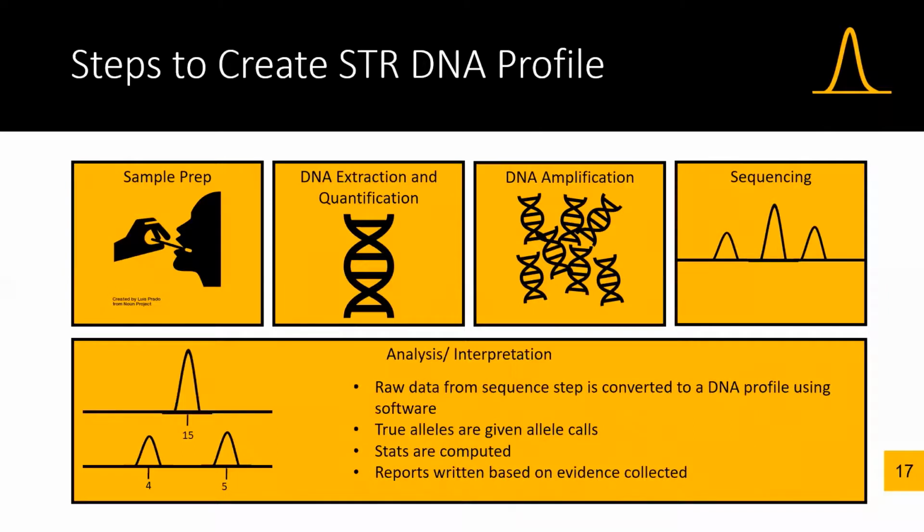The last step is to analyze and interpret the raw data from sequencing by converting it into a DNA profile using the software. Through the software, alleles are given true allele calls, which represent the number of repeats in the STR. We also compute statistics and then write a report based on the evidence that has been collected.